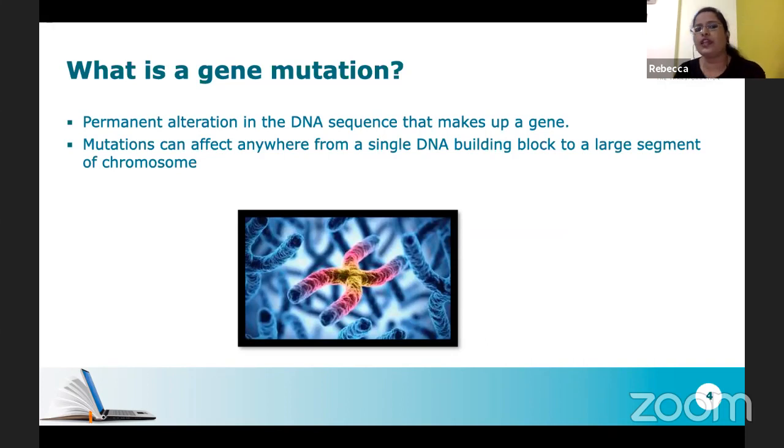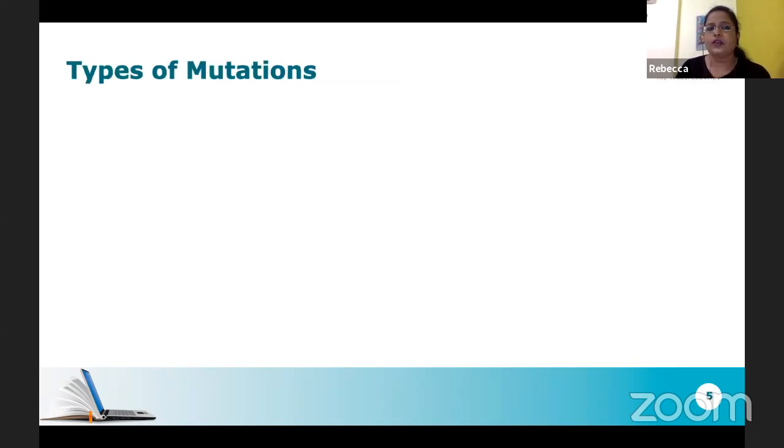Mutations can affect anywhere from a single DNA block to the entire body also. That is why in cancerous cells, the replication of the cells is much faster and it spreads. So we are going to see the types of mutations.